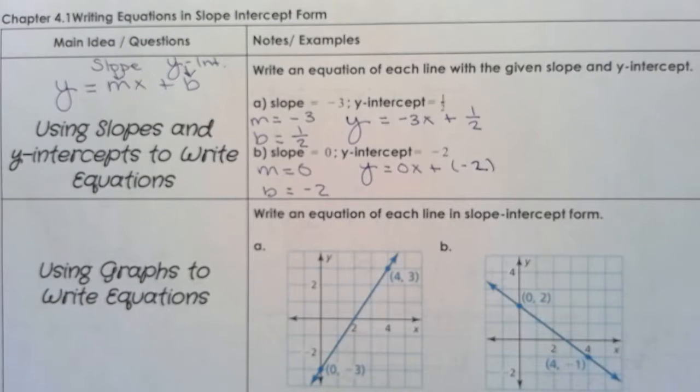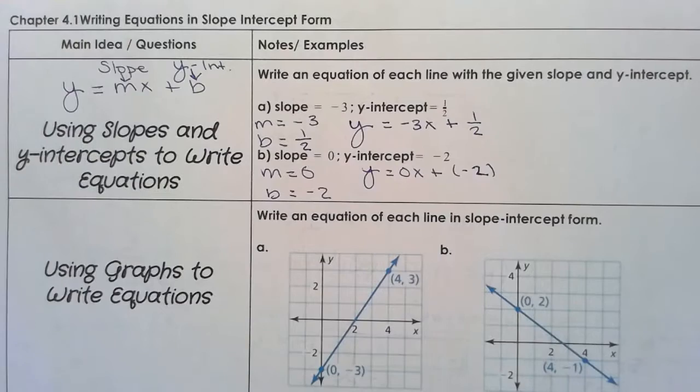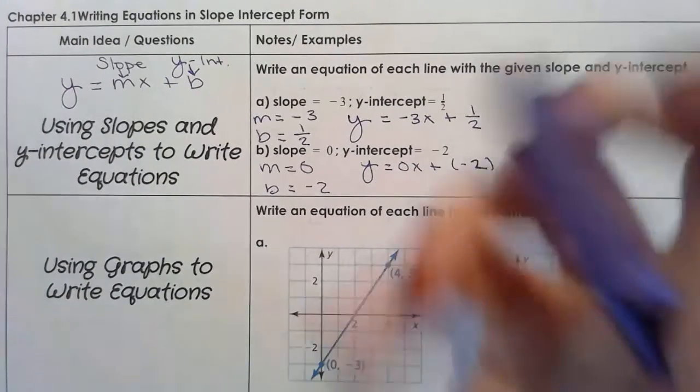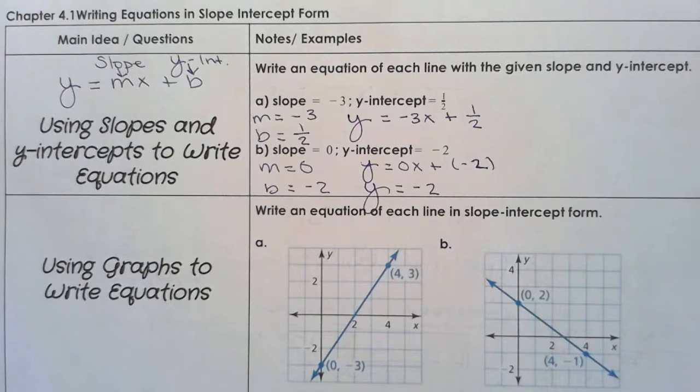So if you're here, awesome. And we can simplify this a little bit further because I know that if I have 0x, that means that I have 0 x's. So I don't really have an x here. And if I am adding a negative number, I'm really just subtracting. So I can simplify this further to be y equals -2. I'm not writing my x anymore because I don't have any x's. If I have 0x, I don't have any x's. So this can just simplify to y equals -2. All right, so let's move on.